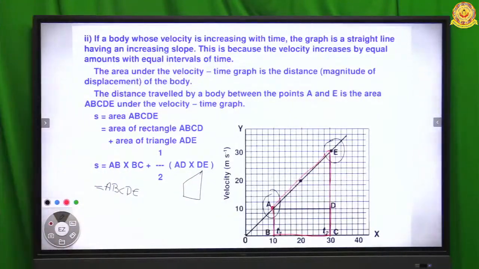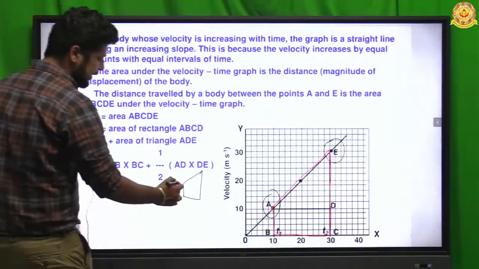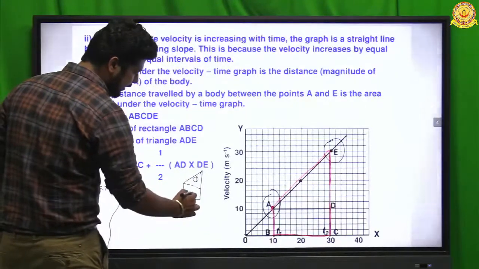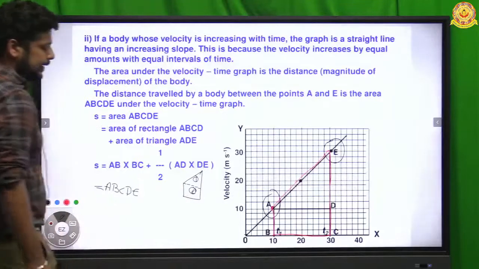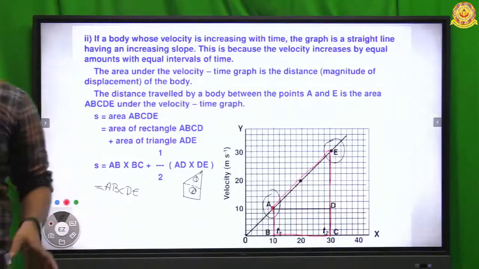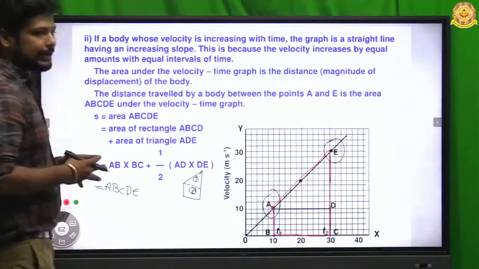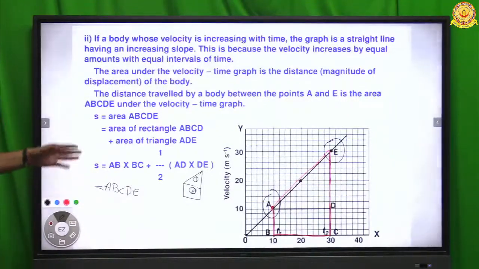Now how can I break this pattern to get a simple formula? We can break this pattern into two categories, that is a triangle and a rectangle. First one is our triangle, second one is our rectangle. So by breaking the pattern into rectangle and triangle and determining the area, we can easily calculate the distance.